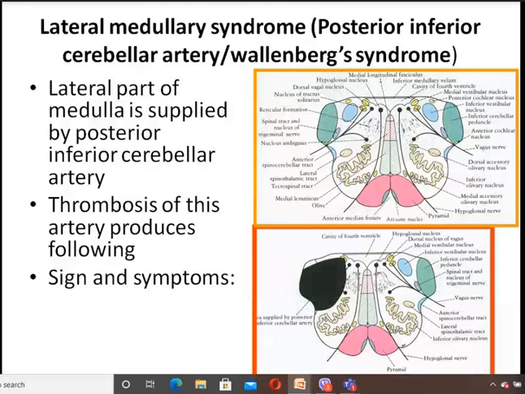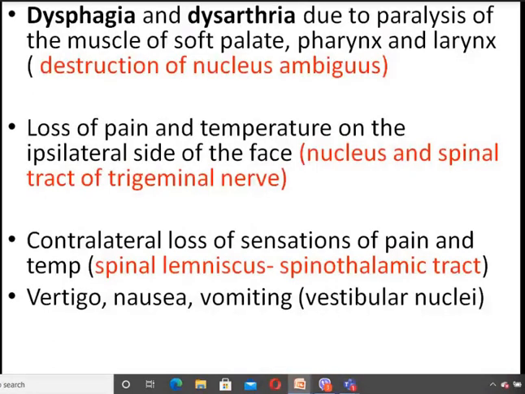There is loss of pain and temperature on the ipsilateral side of the face, the same side of the face, because of the nucleus and spinal tract of the trigeminal nerve we discussed. There is contralateral loss of sensation of pain and temperature because, due to the lack of oxygen supply, the spinal lemniscus, the spinothalamic tract, will be impaired. Vertigo, nausea and vomiting can occur because of damage to the vestibular nuclei. Those are the symptoms of lateral medullary syndrome.